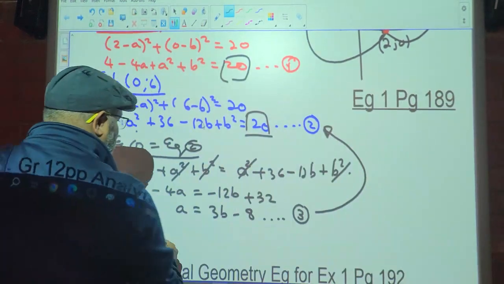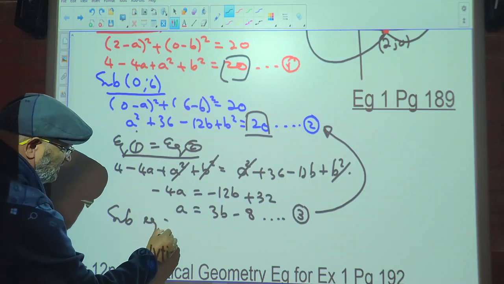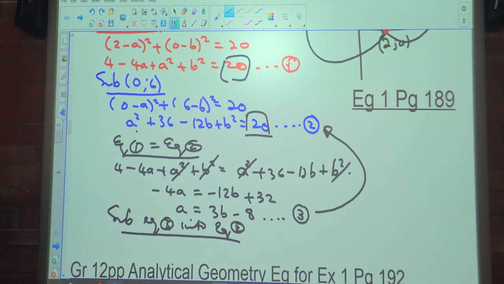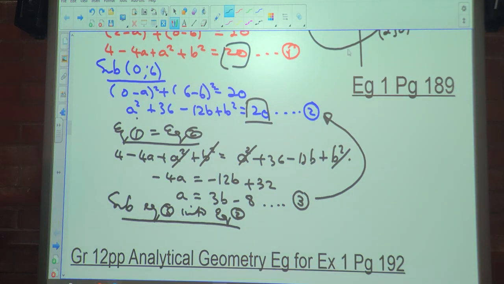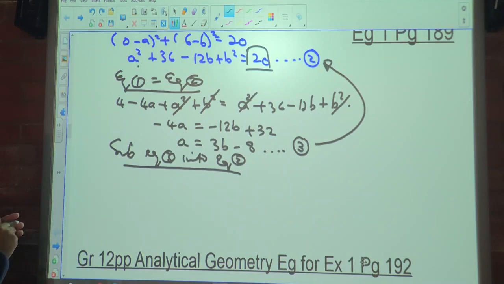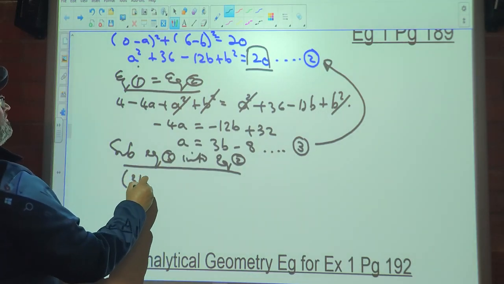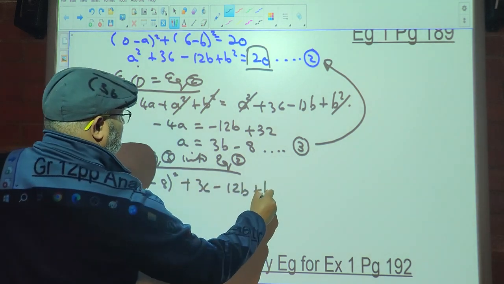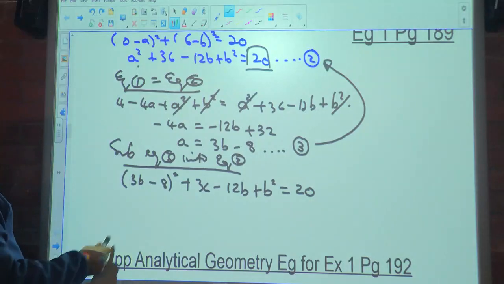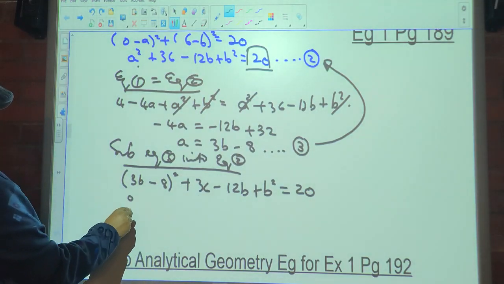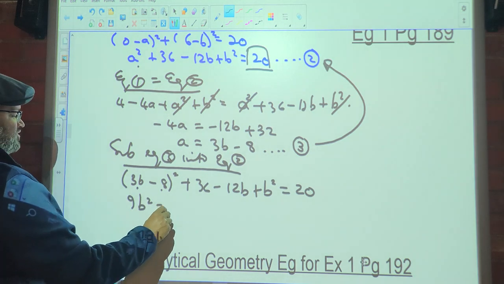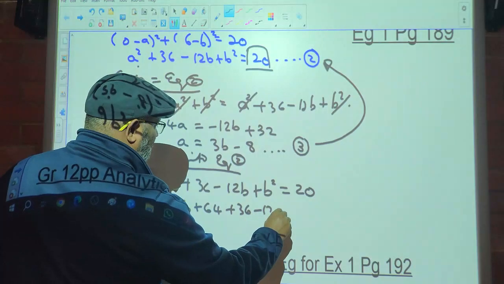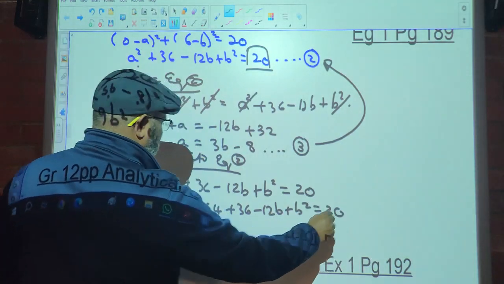Okay. So if you substitute equation 3 into equation 2, let's go with that. It is now going to read 3b minus 8 squared plus 36 minus 12b plus b squared is equal to 20. So I'm going to tidy this up a bit here. It's going to be 9b squared, that's 24 times 2 is 48b, plus 64 plus 36 minus 12b plus b squared equals 20.